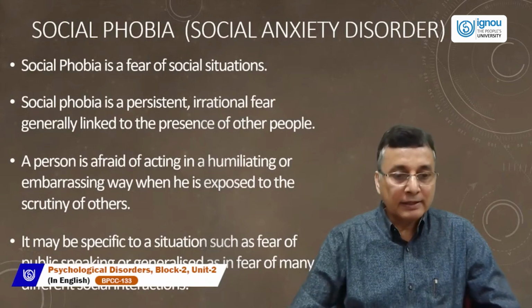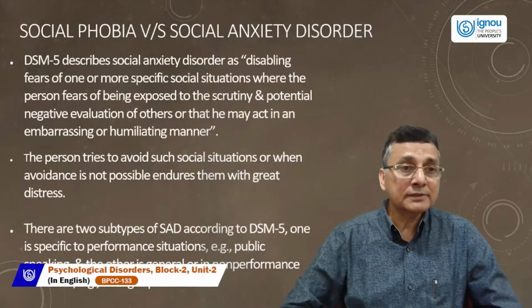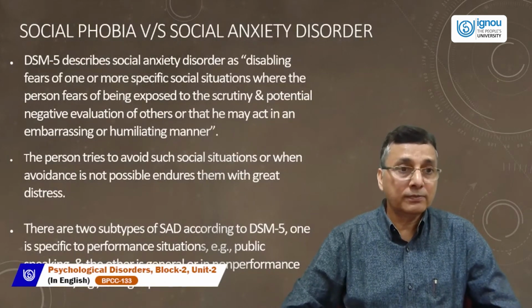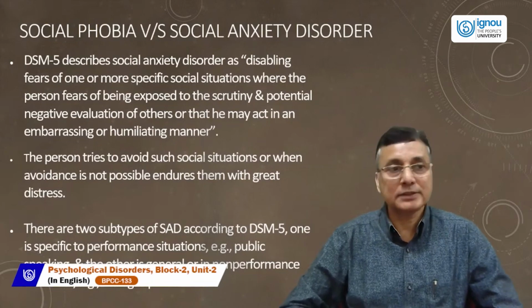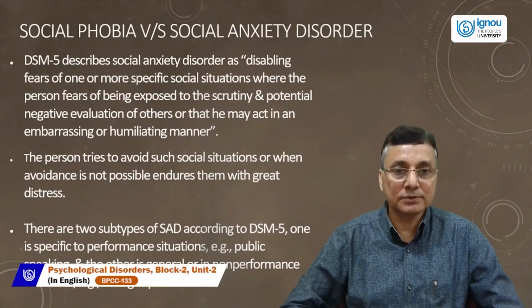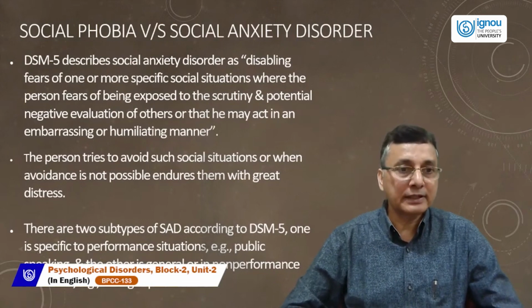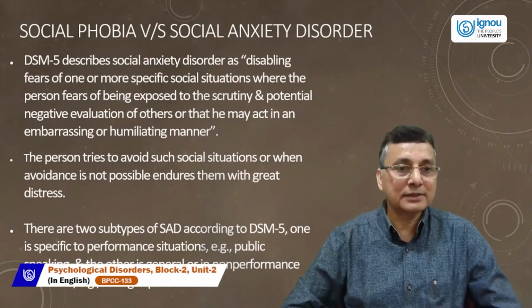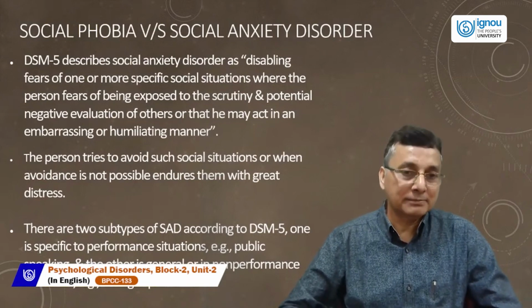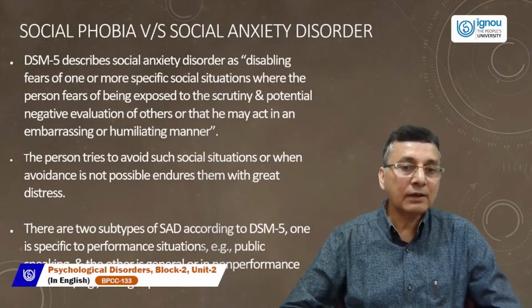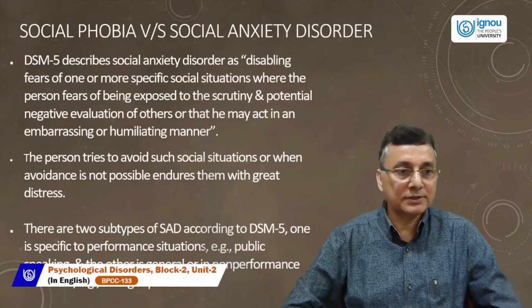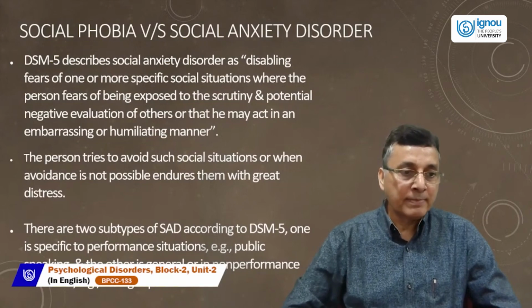different social interactions. DSM-5 describes social anxiety disorder as disabling fears of one or more specific social situations where the person fears being exposed to the scrutiny and potential negative evaluation of others, or that he may act in an embarrassing or humiliating manner. For example, stage phobia or talking in a group. The person tries to avoid such social situations, or when avoidance is not possible, endures them with great distress.